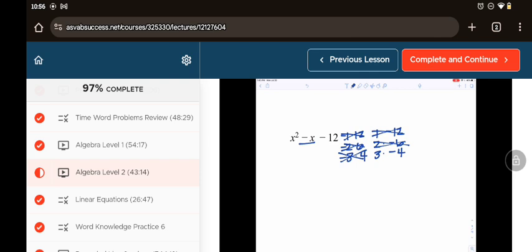That's not good. And 3 minus 4 gives me negative 1. That's exactly what I'm looking for. So now I'm going to set up my parentheses, and I'm going to fill it in with these two. Positive 3, negative 4. And that is my answer.